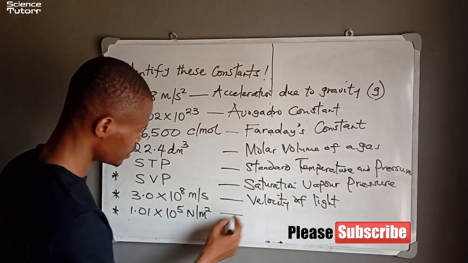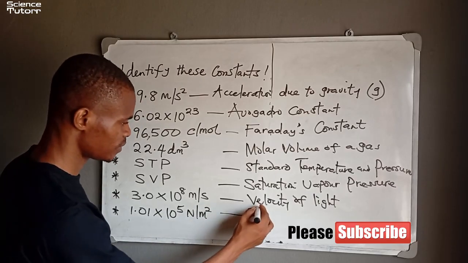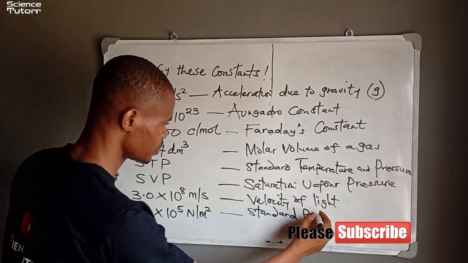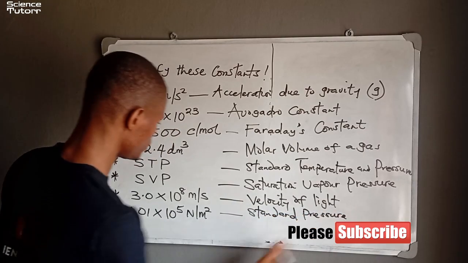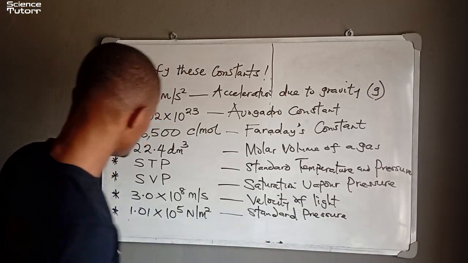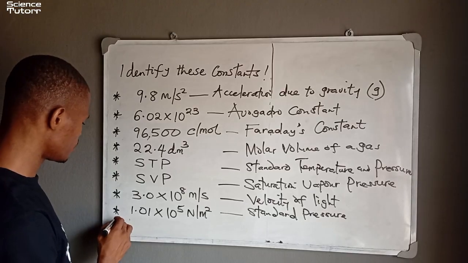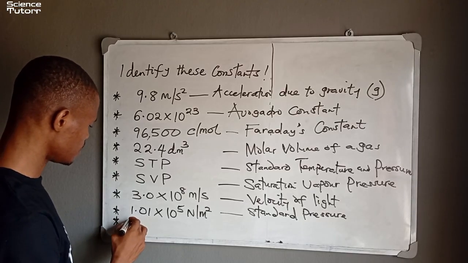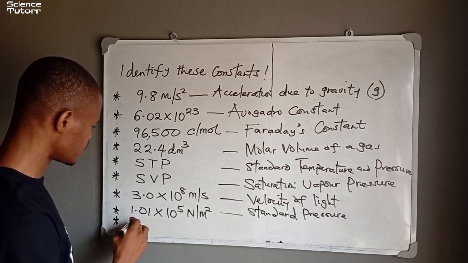Then we have 1.01 times 10 raised to the power 5 Newton per square meter. This is called standard pressure. Other times we see it as 760 millimeter mercury. The list goes on and on.